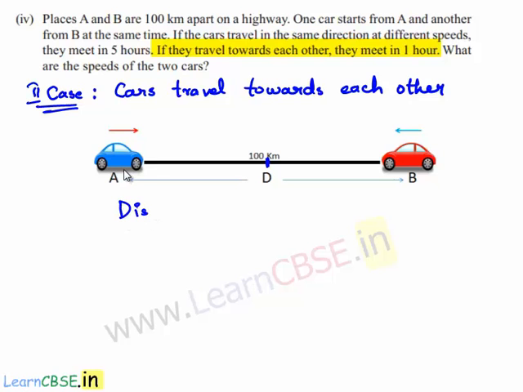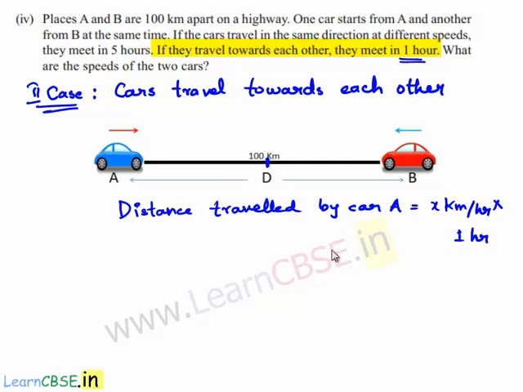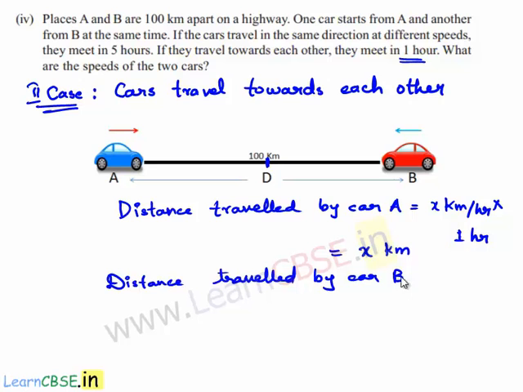So we have assumed that car A speed is x kilometers per hour and car B speed is y kilometers per hour. So the distance traveled by car A is equal to speed multiplied by time. Speed is x kilometers per hour and the time taken is 1 hour. So this becomes x kilometers. And the distance traveled by car B is speed multiplied by time. Its speed is y kilometers per hour multiplied by the time taken, 1 hour. So this becomes y kilometers.